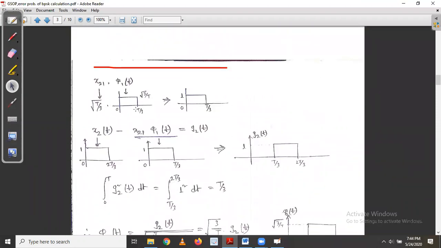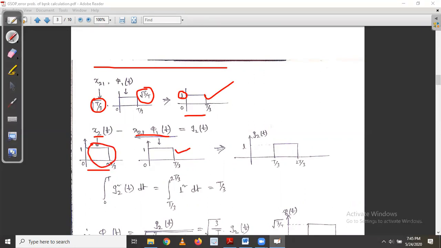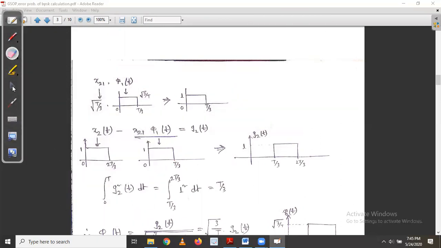Multiplying these two, what will we have? We will have 0 to T by 3 multiplied by this one and this one, that is nothing but your 1, and 0 to T by 3. x2 is given in the numerical. This product, you just got it. This minus this, that means this waveform minus this waveform. Very interesting. I think it's clear. Once again, I am telling.